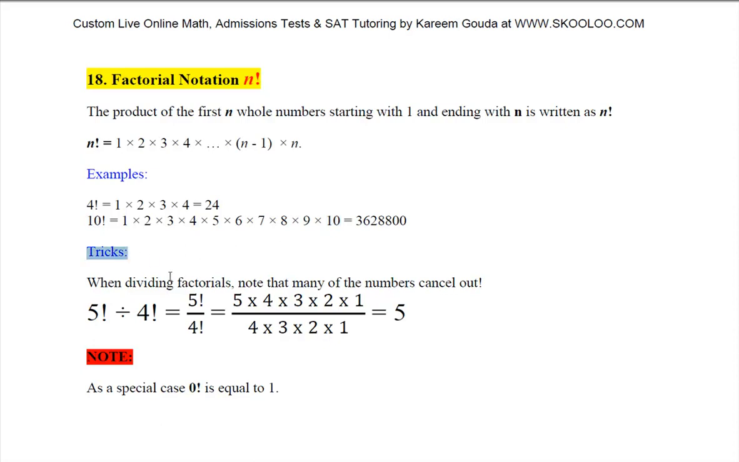Okay, a trick. When you divide factorials, a lot of the numbers cancel out. What does that mean? Here, let's say we have a question like this on the test.